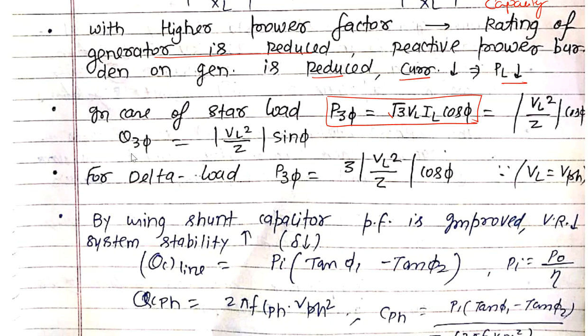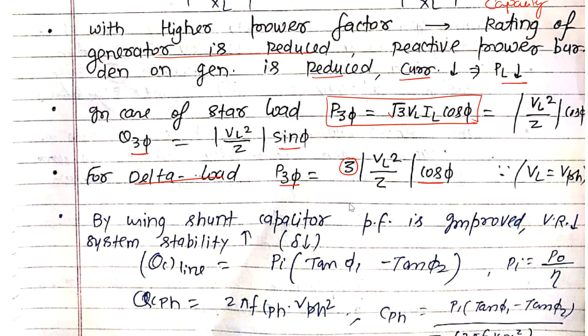So Q three phase is equal to VL square divided by Z into sin phi. Remember, three phase here. And similarly for delta connected load, P three phase is equal to 3 times VL square divided by Z into cos phi. Why is it, sir? Because here line voltage is nothing but phase voltage.